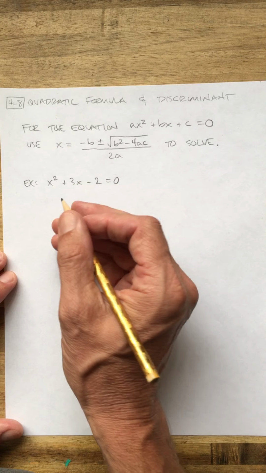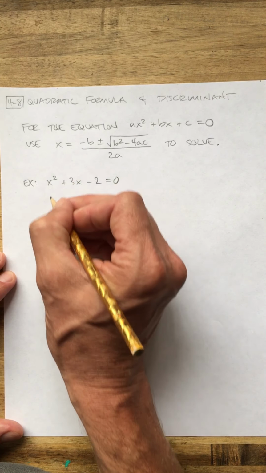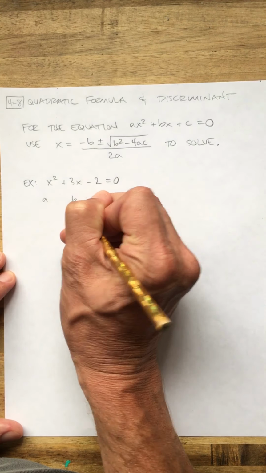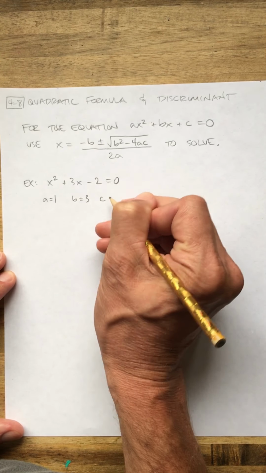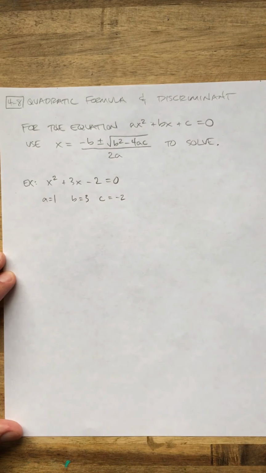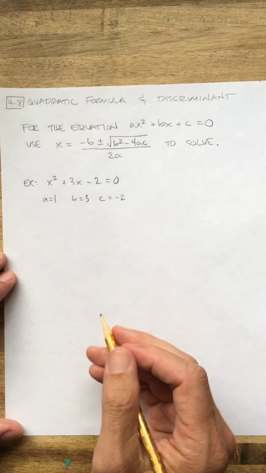All right, here we go. The first thing we're going to do is identify our A, B, and C. So A in this case equals 1, B is 3, and C equals negative 2. All right, so we just follow this.